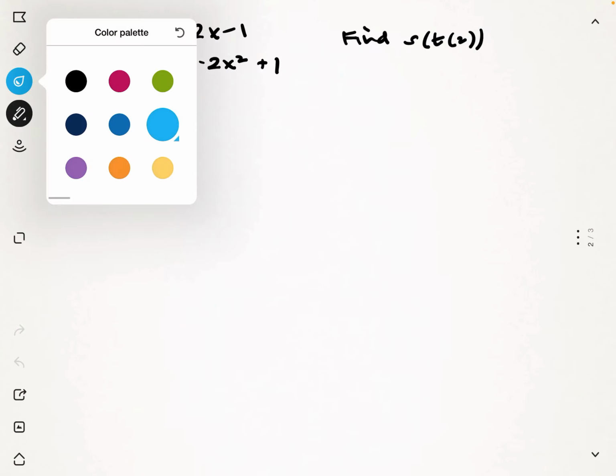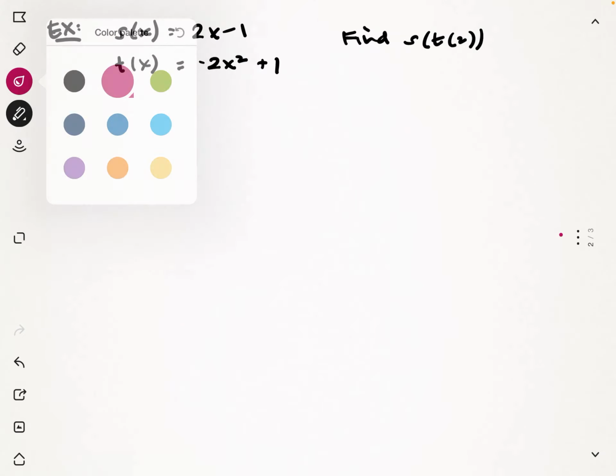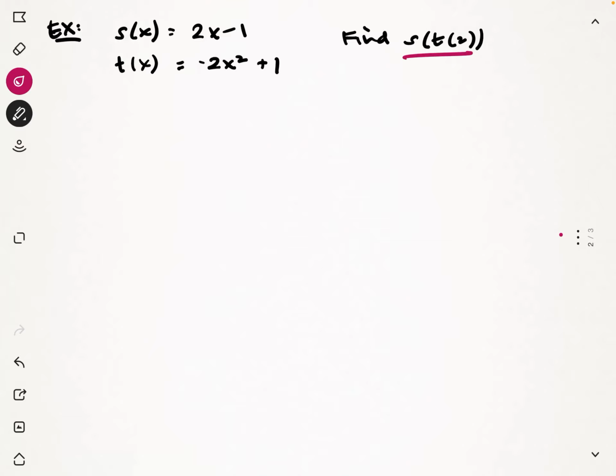Okay, let's switch up colors here. So this time we have S of X equals 2X minus 1 and T of X equals negative 2X squared plus 1, and it's asking us to find S of T of 2. All right, so again, let's find T of 2 first. That's the inside. So we're going to do T of 2.